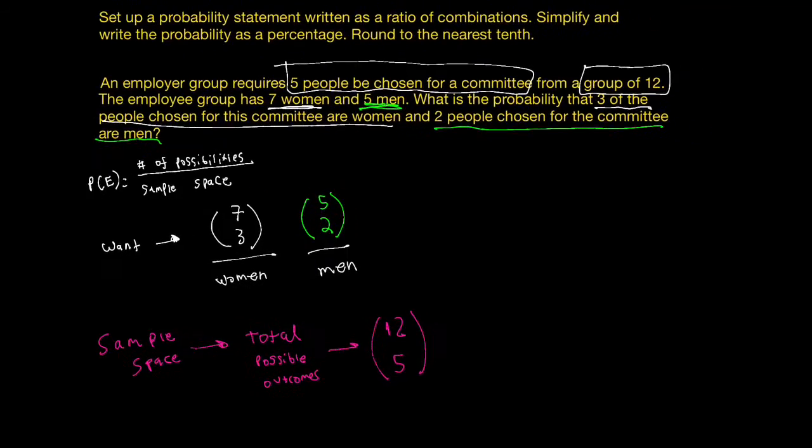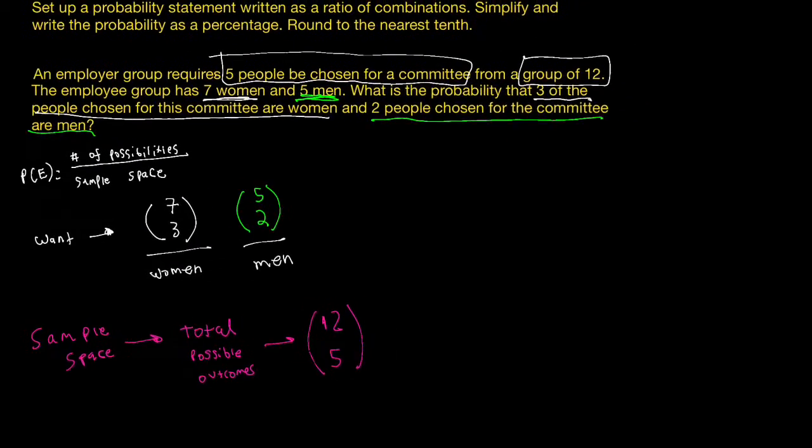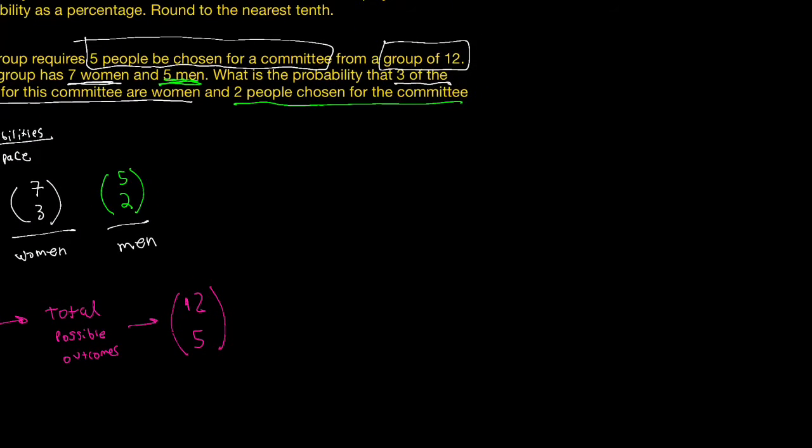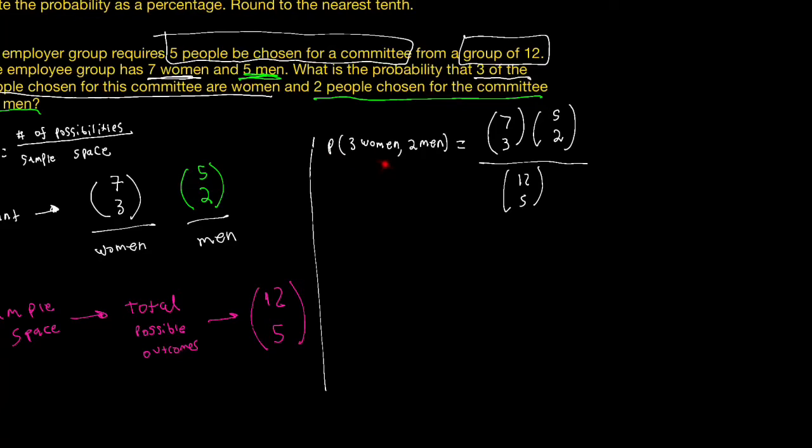So let's calculate the probability by first writing our probabilistic statement. So here we have the probability of selecting 3 women and 2 men is equal to 7 choose 3 times 5 choose 2 all over 12 choose 5. So let's go ahead and calculate each one of these combinations. Let's begin with 7 choose 3.